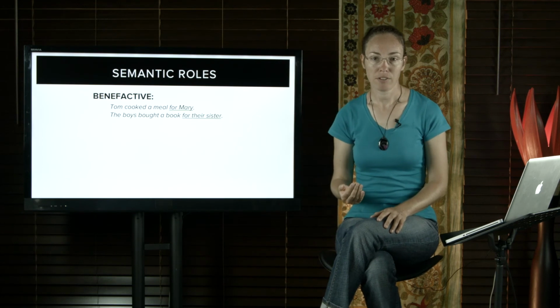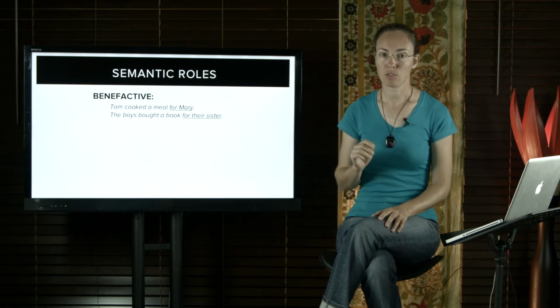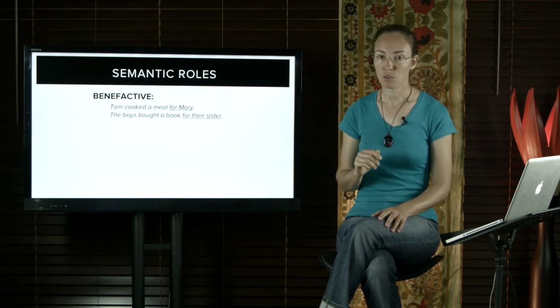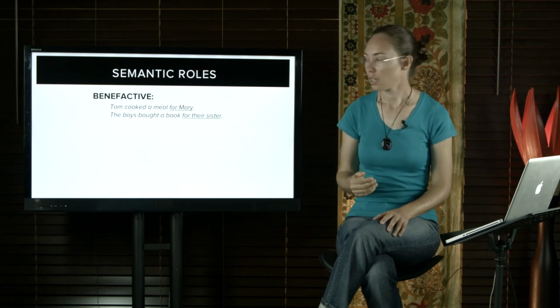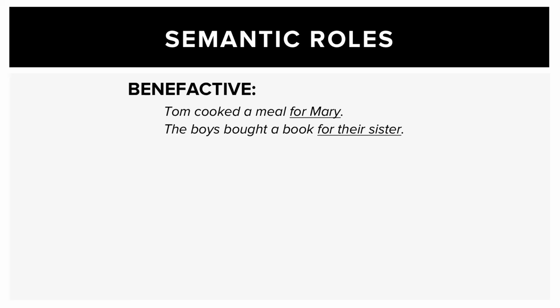In English, benefactives are marked with the preposition for, but do note that for also has other jobs. So here we can see Tom cooked a meal for Mary. The boys bought a book for their sister.